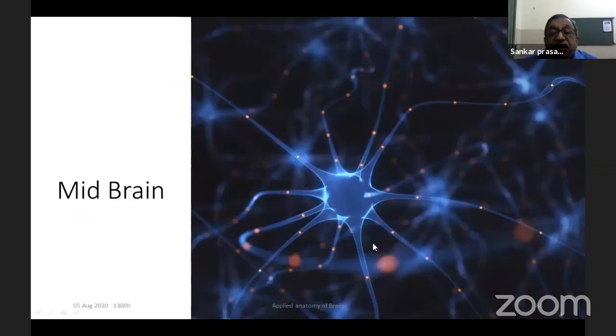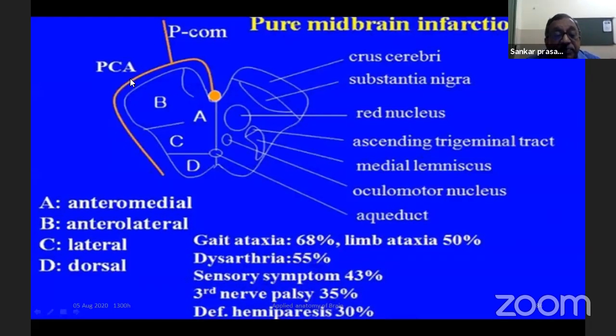So look at the midbrain now. The midbrain has this morphology. You have to learn this diagram of the midbrain. You see crus cerebri, substantia nigra, red nucleus, ascending trigeminal tract, the medial lemniscus here, the oculomotor nucleus, and the aqueduct is situated here. This is called anteromedial midbrain, anterolateral midbrain, and lateral midbrain, and the dorsal. So now the picture is, no, this is reversed here when we compare to the previous picture.